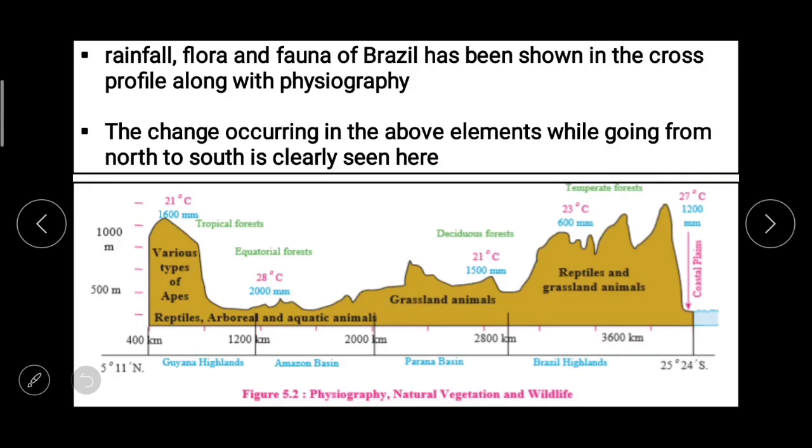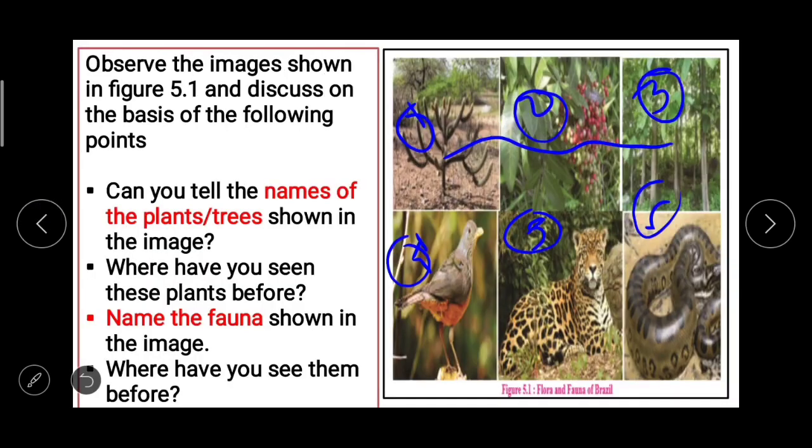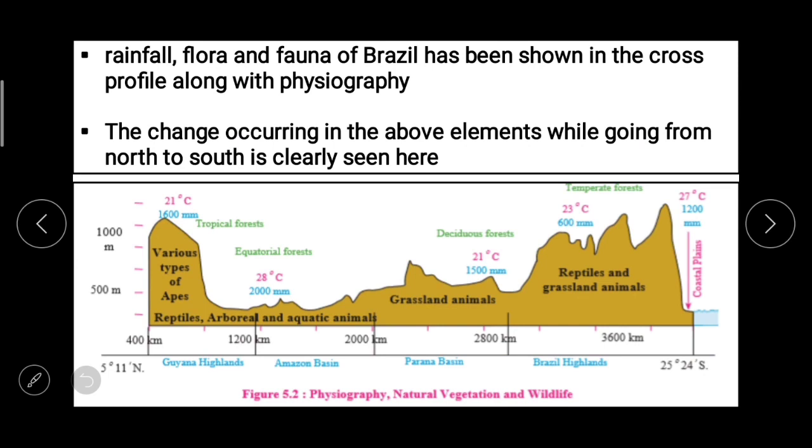Now you might have recognized the species shown in figure 5.1 and discussed about them, because of the similarity between them and many Indian species, but these species are found in Brazil. And the next one then, figure 5.2, which is of physiography, that is natural vegetation and wildlife.